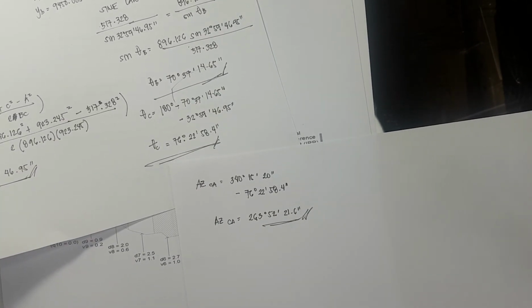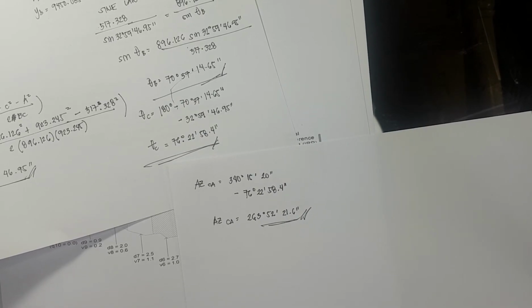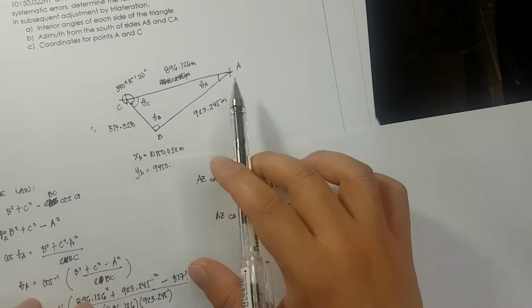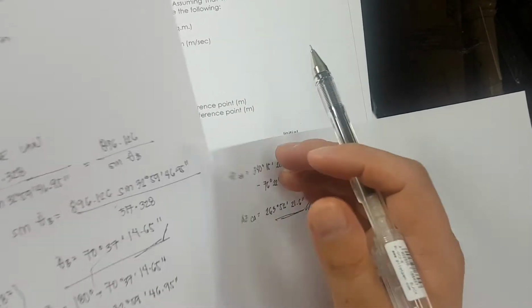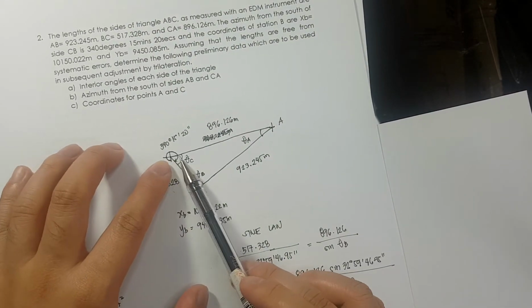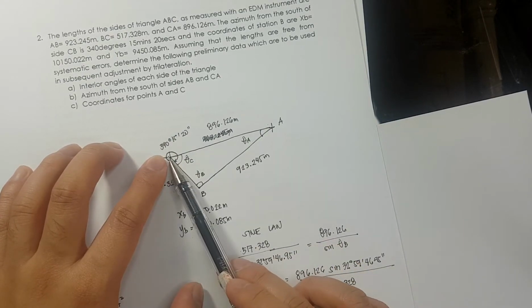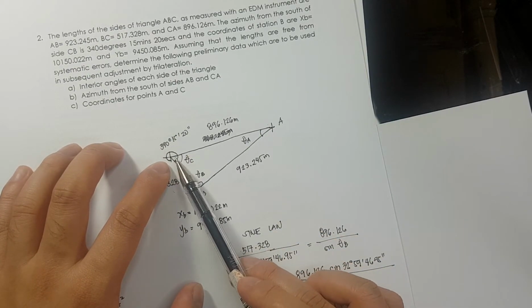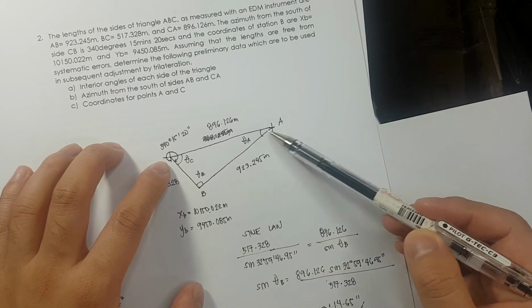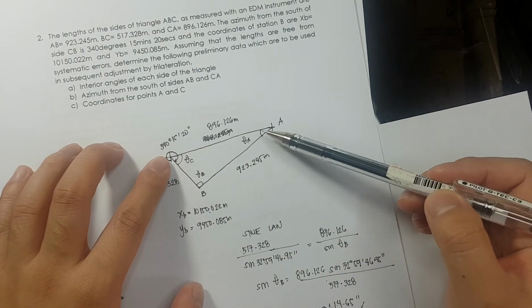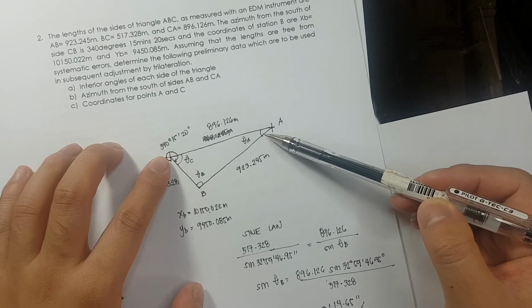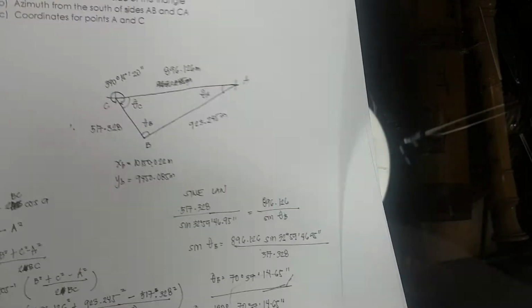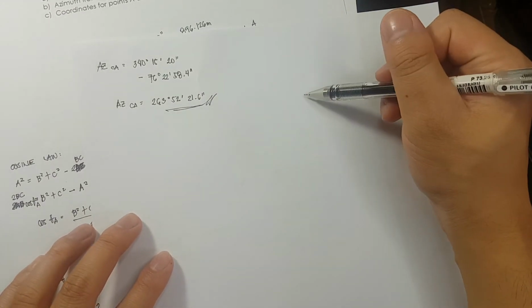Next would be the azimuth of A to B. Okay, so what we're going to do is, isn't it that we already got the azimuth for C to A? We are going to get the bearing of this from C to A para makuha natin yung A to C. Then, isusubtract natin yung interior angle ng A. Then, that would give us the azimuth for A. Okay, so let us redraw.